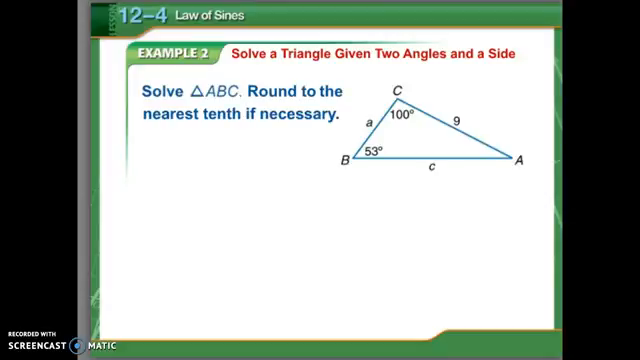So for this triangle in example 2, it says we need to solve triangle ABC, which means we need to find all the missing sides and all the missing angles. We're given in this triangle the measurements of two angles, and we're given the measurement of one side.